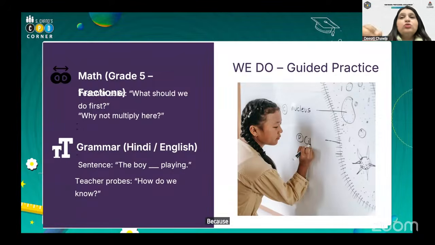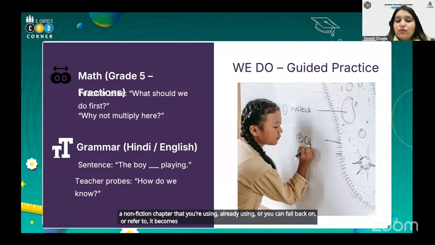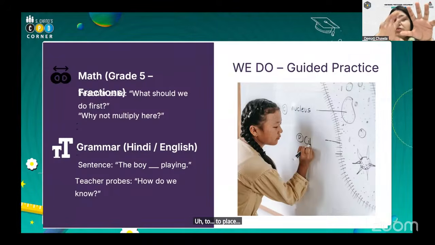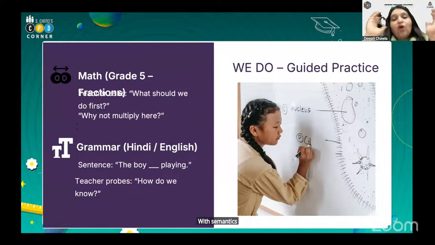Because if it's linked to the story or the poem or a non-fiction chapter that you're already using, or you can fall back on or refer to, it becomes extremely helpful for children to place grammar, which is the pragmatics aspect, and make connections of that grammar, that syntax, with semantics of the language, how we make sense of the world using language.